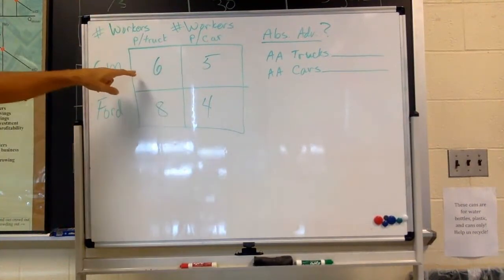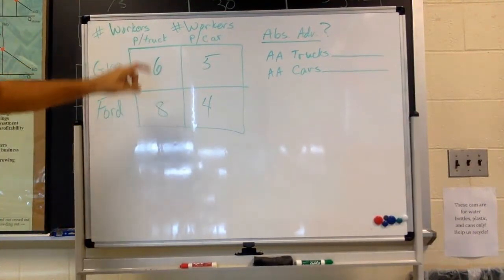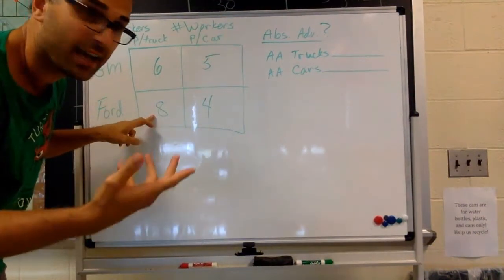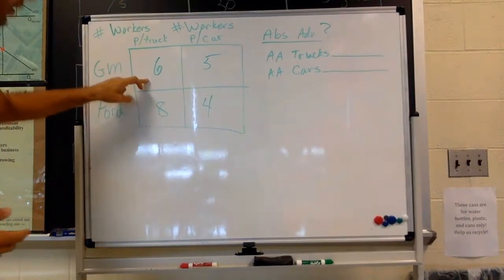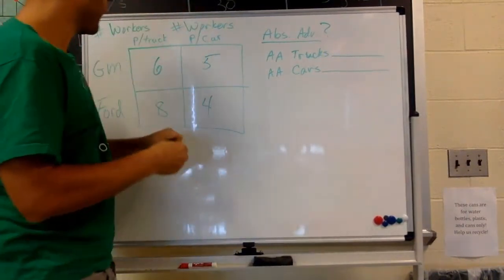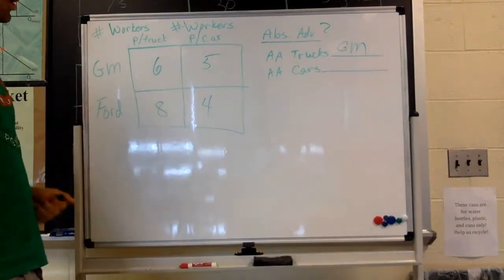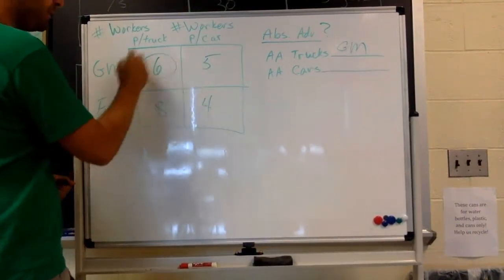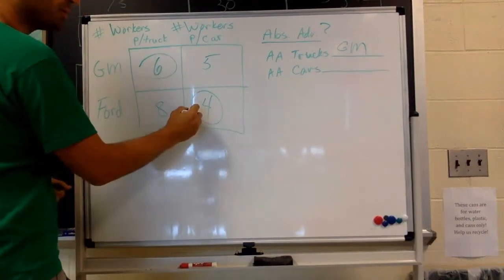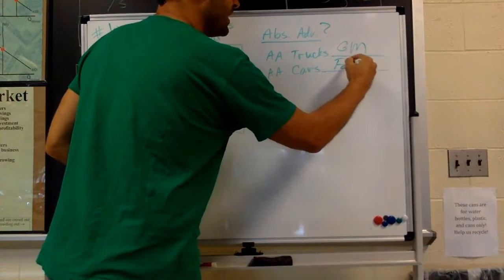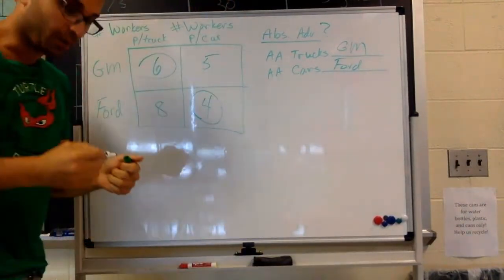So it takes GM 6 workers to make one truck, Ford 8 workers. Who's more efficient? Who produces more in a day? GM, the smaller number. So in this case, GM has the advantage in trucks, the absolute advantage. What about cars? Looks like Ford has the smaller number. They use fewer workers per one car, and Ford is going to have the absolute advantage here. All right?